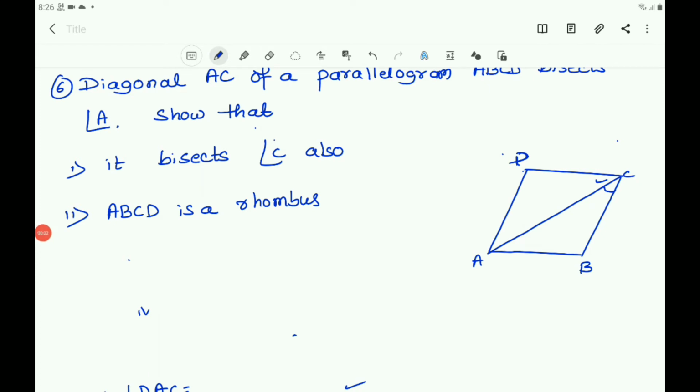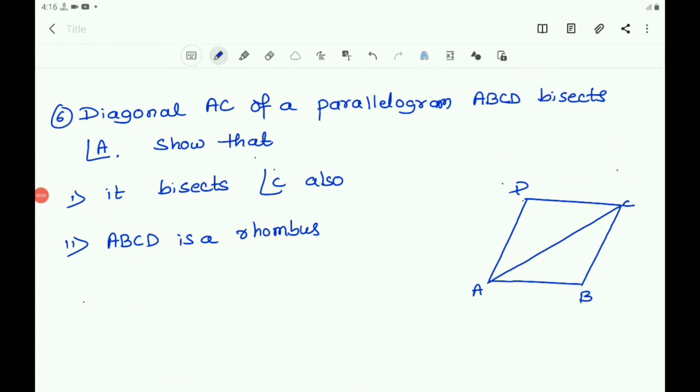Now let us take the sixth question. What is that question? Diagonal AC of a parallelogram ABCD bisects angle A. Show that it bisects angle C also. Second one, ABCD is a rhombus. It is given that ABCD is a parallelogram. We know that in a parallelogram opposite sides are equal and parallel, and opposite angles are equal. Here AC is a diagonal. It bisects angle A. We have to prove that it also bisects angle C.